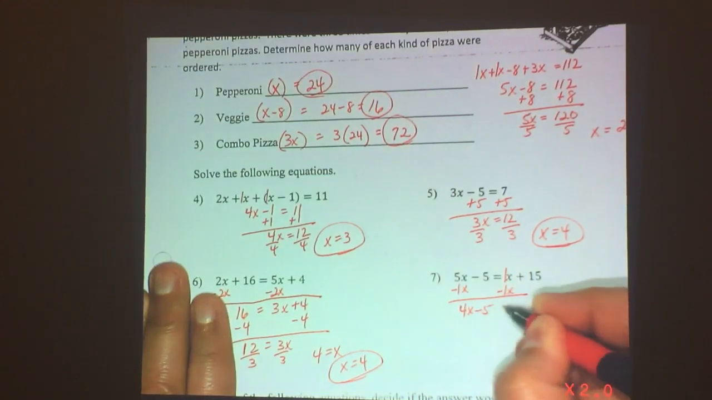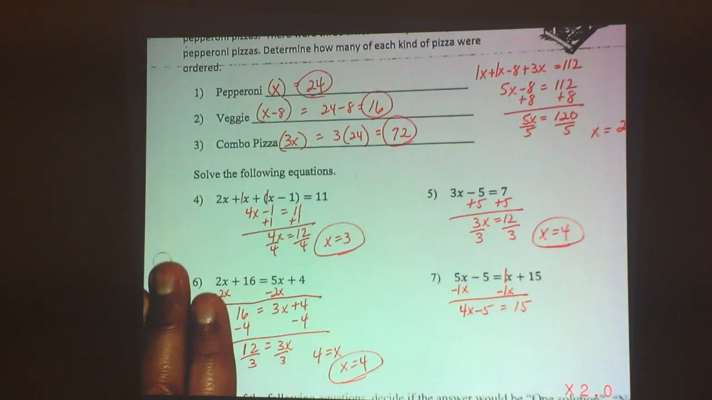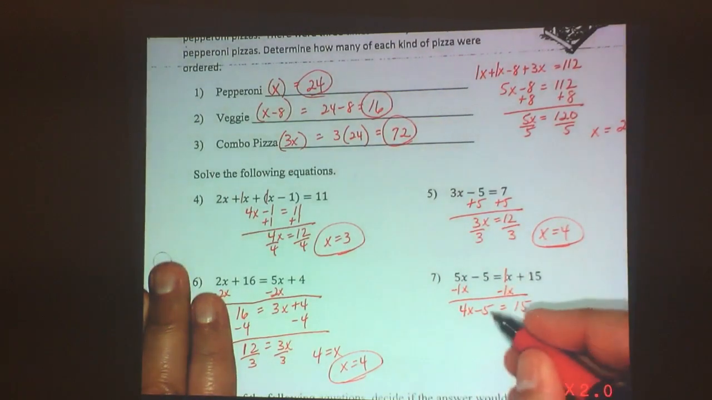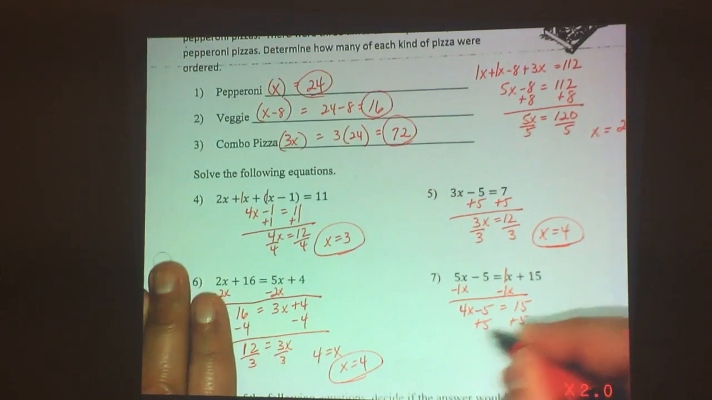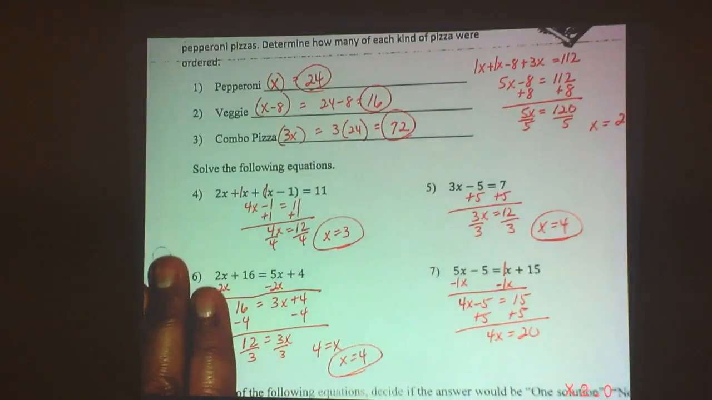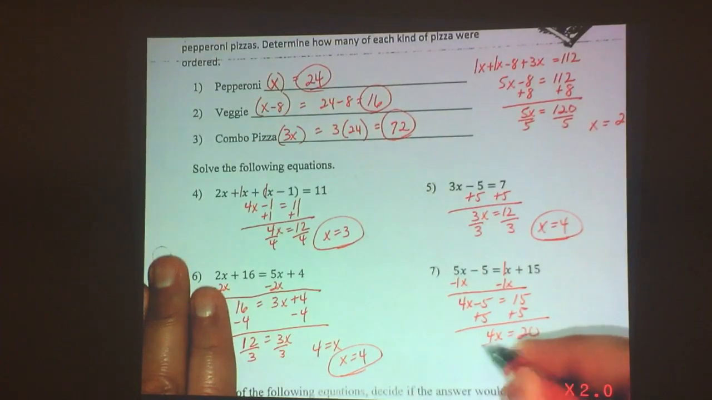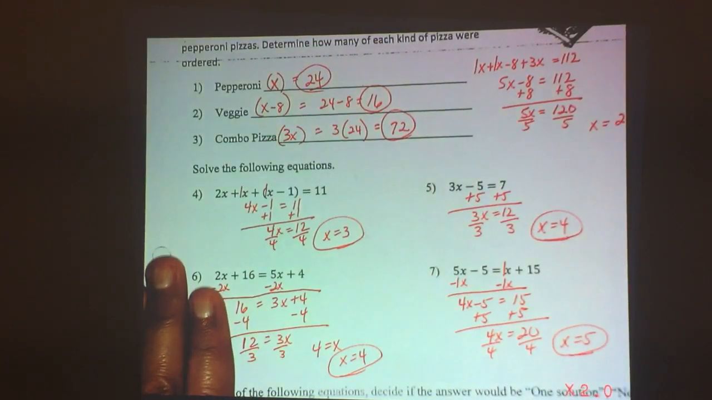4x minus 5 equals 15. And then how do you undo minus 5? We add 5. That's a 5, by the way. 4x equals 20. Very last step, divide by 4. X equals 5. Good job.